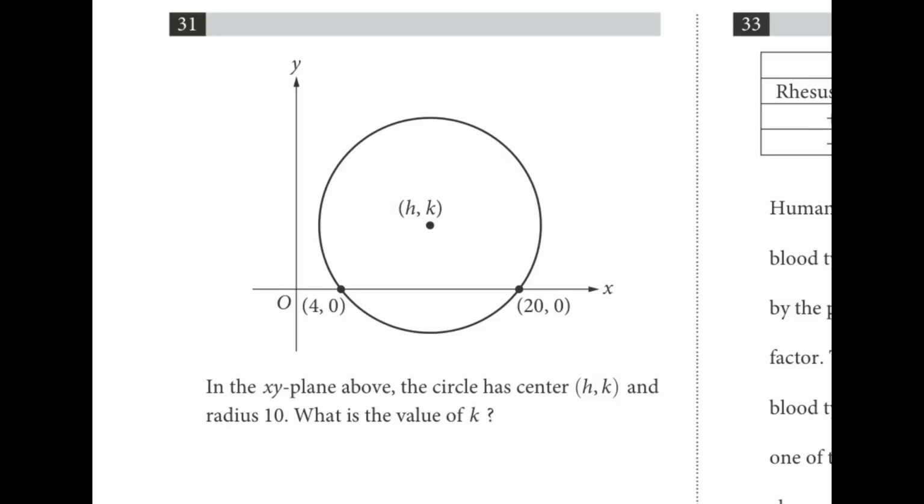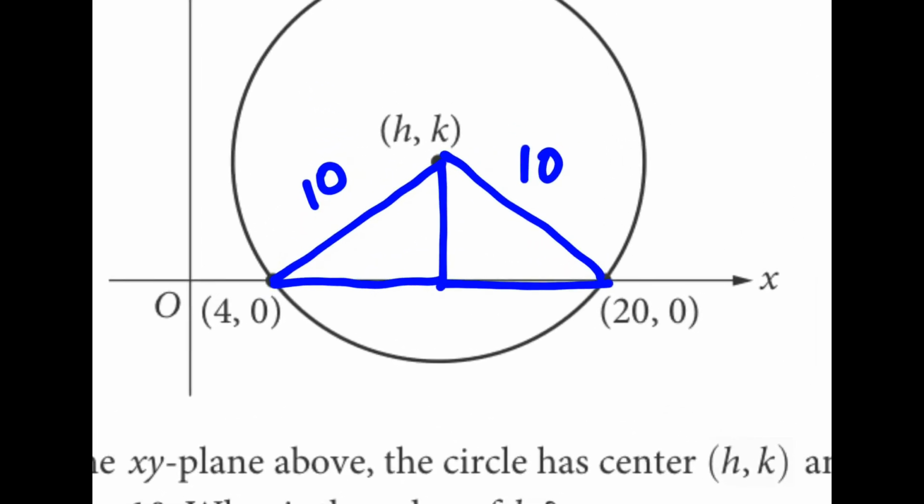31. In the xy-plane above, the circle has center (h, k) and radius 10. What is the value of k? So I can make a couple right triangles like this. And if I think about the distance between 4 and 20, that's 16. So it's going to be 8 for each one of these. So what is 10 squared minus 8 squared? And take the square root of that.